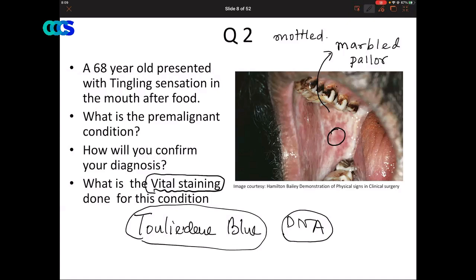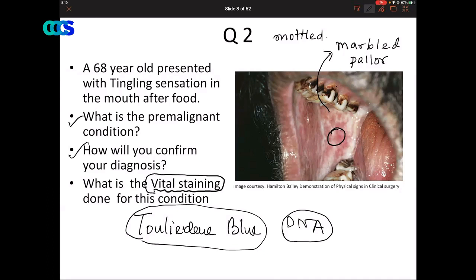Now, if you talk about the role of lasers, unlike in leukoplakia, the role of lasers is debated in this condition. So this is all about toluidine blue. We have talked about what vital staining is, and confirmation of the diagnosis is done. Okay, so there are questions now.